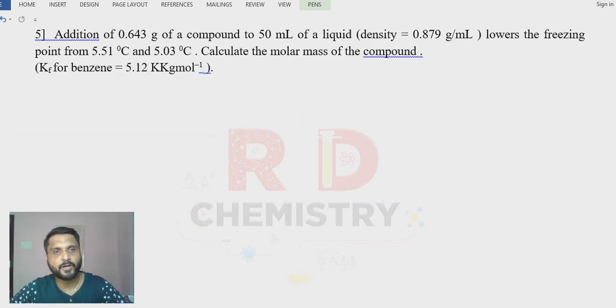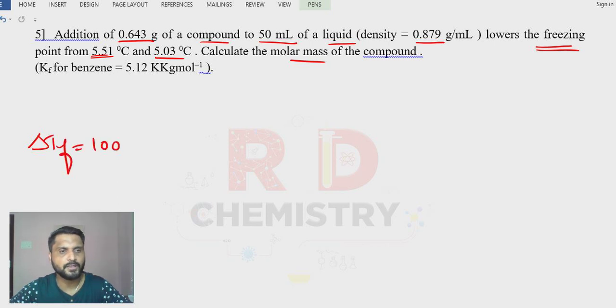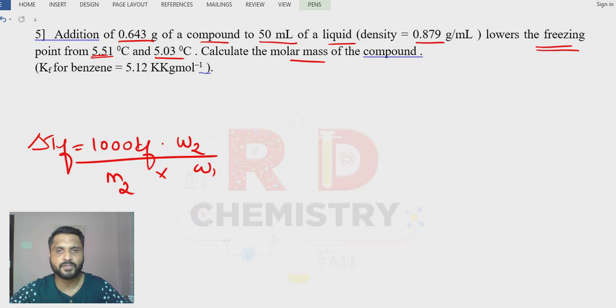Question number 5 is from the solution chapter and is based on the depression of freezing point concept. 0.643 gram of a compound is dissolved in 50 ml of liquid, density is given. The weight of the solvent is not given, so we can calculate it using the density formula. The freezing point was lowered from 5.51 degrees centigrade to 5.03 degrees centigrade. Calculate the molar mass. Similar formula: delta Tf is equal to 1000 Kf into W2 divided by W1 into molar mass M2.